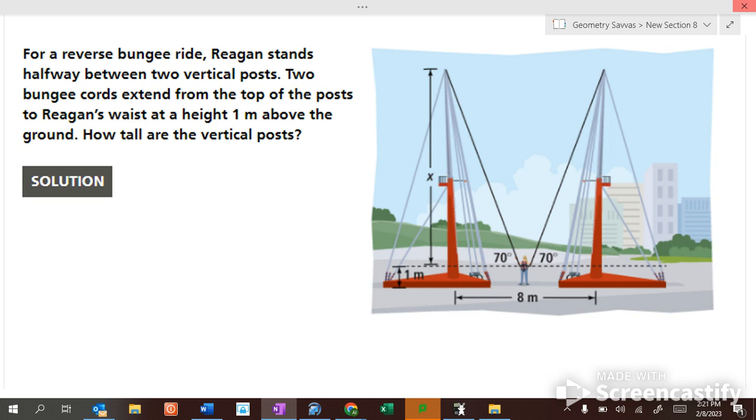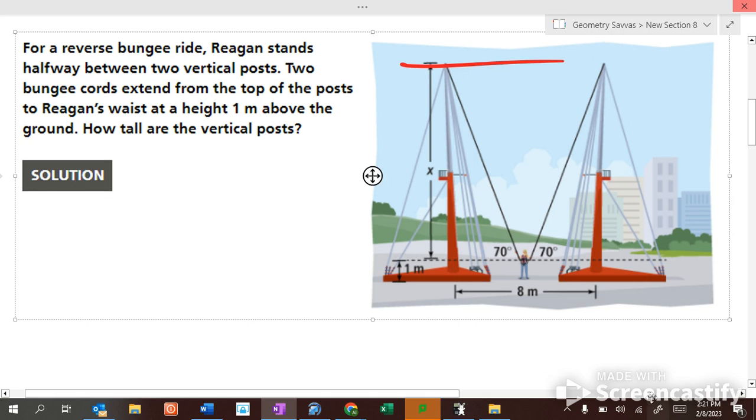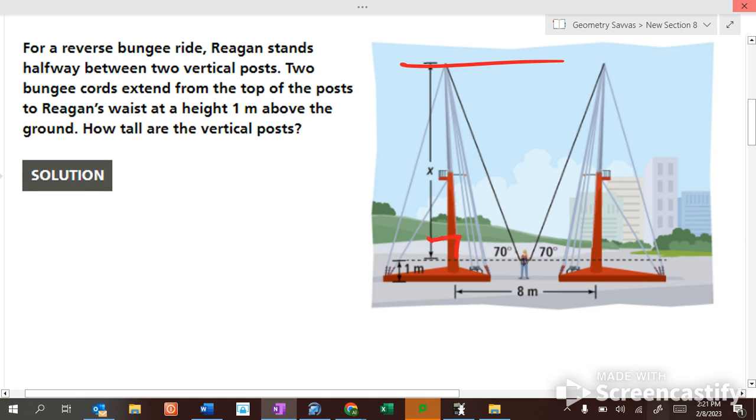All right. So, if they're going to catapult the person up and down, how high is the top of the tower there? Well, we assume that this is a right angle. They should say that it's a right angle, but we're going to just assume it's a right angle. This is a 70-degree angle right here. We have the opposite side, and we have 8 down here.